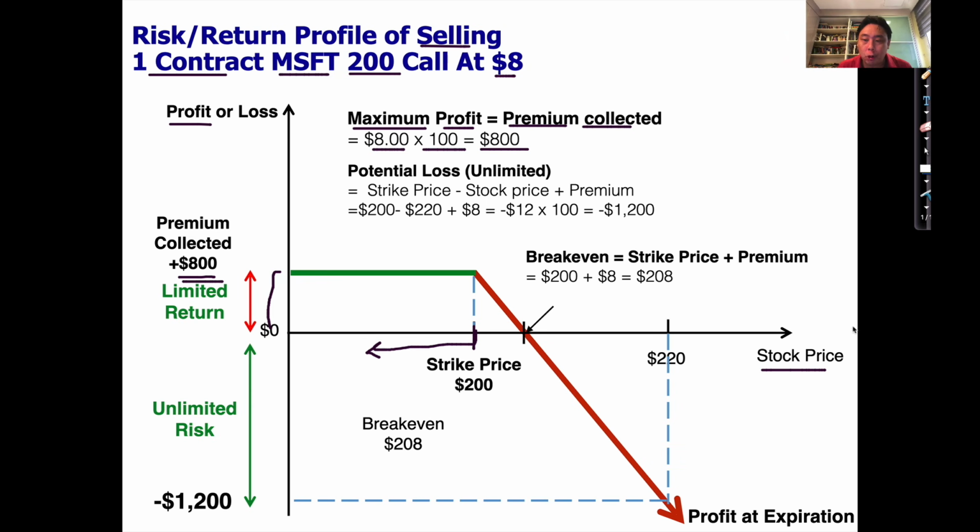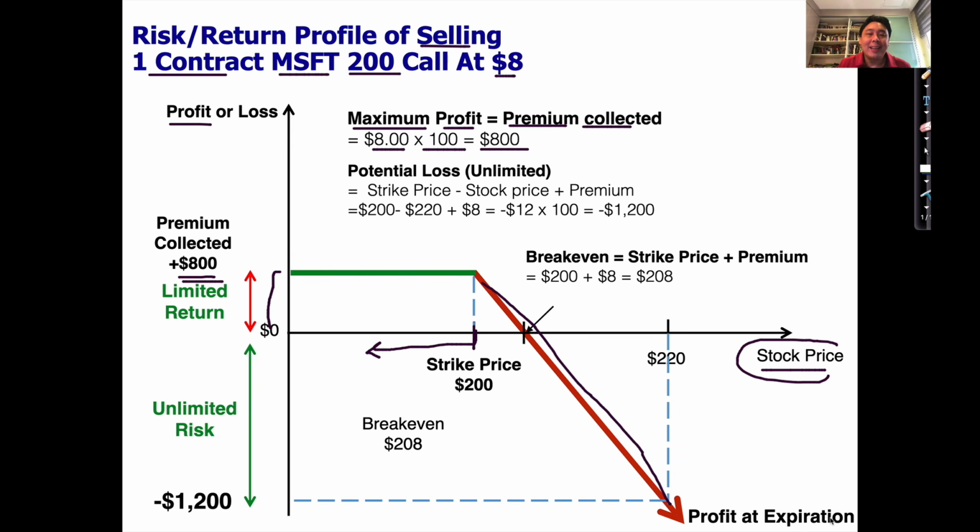But what happens if the stock price goes up, way up to infinity and beyond? If the stock price, for example, goes from 200 to 220, oh my God, look at that! You have a huge loss. So when you sell a call, it's the opposite. Limited reward or limited return, but unlimited risk of loss. The higher the stock price goes, the more money you will lose when you sell a call. So if the stock price goes to heaven, you go to hell.